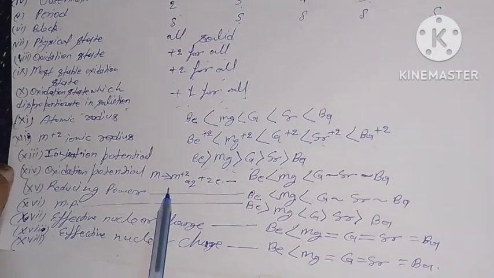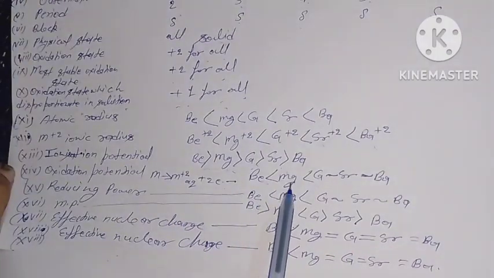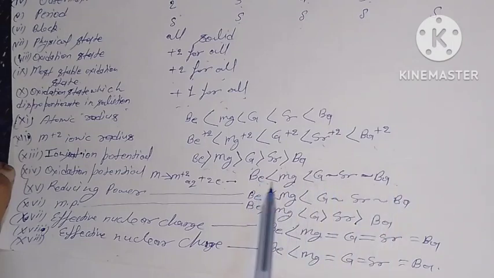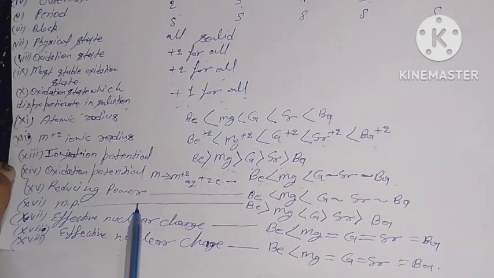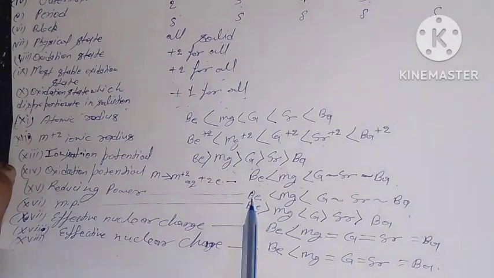Oxidation potential: M equal to M plus 2, plus 2 electrons. Beryllium is less than magnesium, and calcium, strontium and barium are approximately the same but greater than magnesium and beryllium. Reducing power: calcium, strontium and barium are approximately the same but less than magnesium and beryllium, and reducing power is more for magnesium as compared to beryllium.